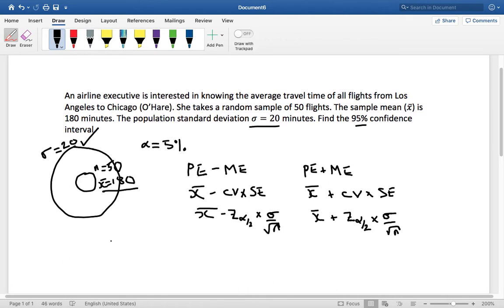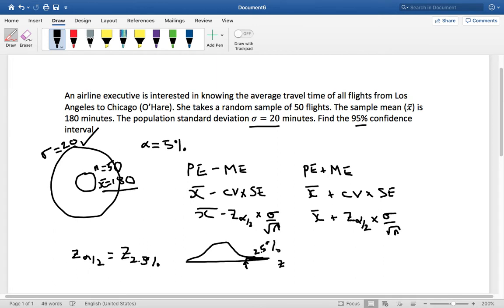So why don't we do that? So Z of alpha over 2 is going to be equal, well, alpha is 5% up here. So Z of alpha over 2 is Z of 2.5%. Let's do a little diagram of it. We have a normal distribution, and Z of 2.5% is this point here, where this area in here, which I'm just shading in, is 2.5%.